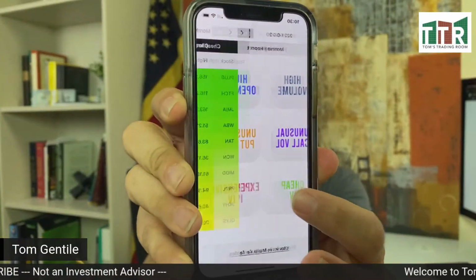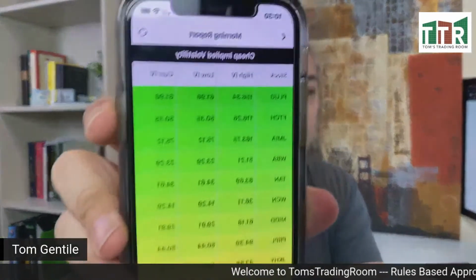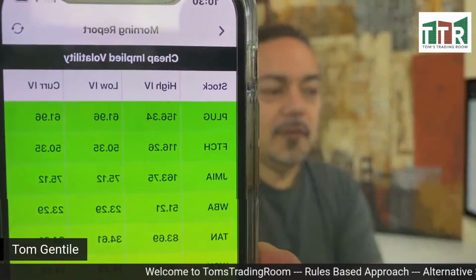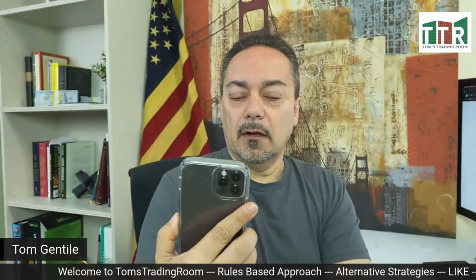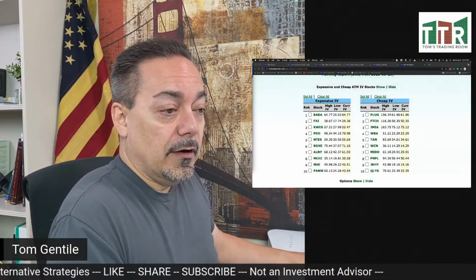And oh, there's that cheap IV, and there's the cheap IV. And look, there's Plug at the top. See that there, guys? Plug. It might be backwards. I don't know. It's not going to be backwards on your screen, I promise you that. Okay? So there you go.